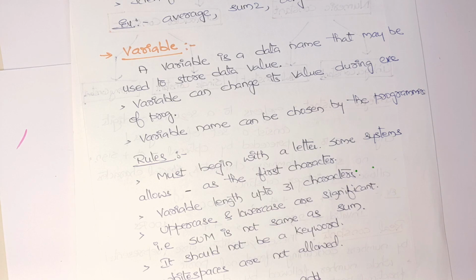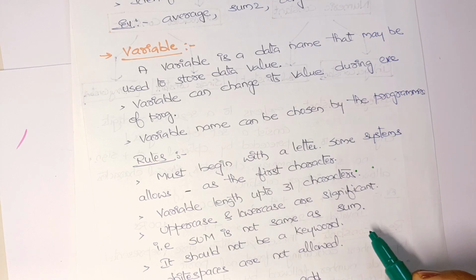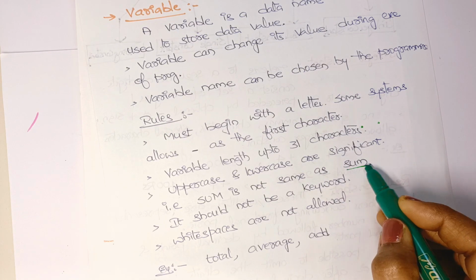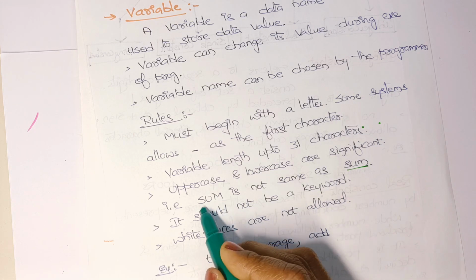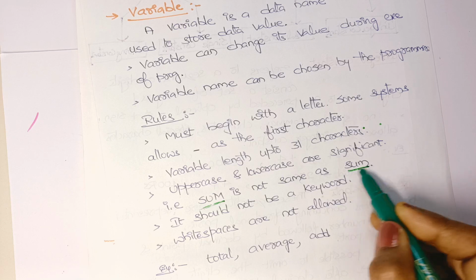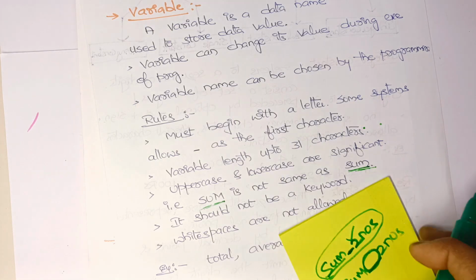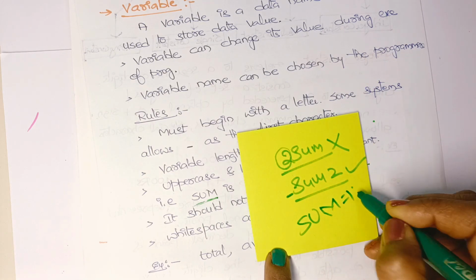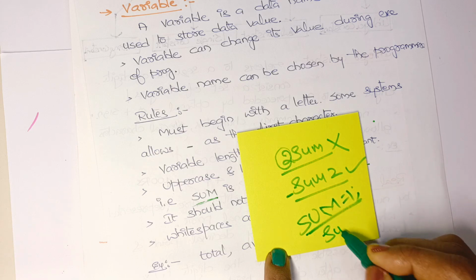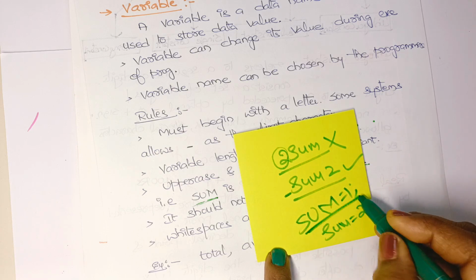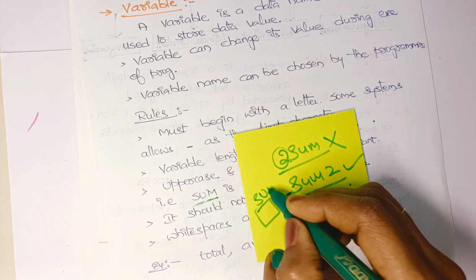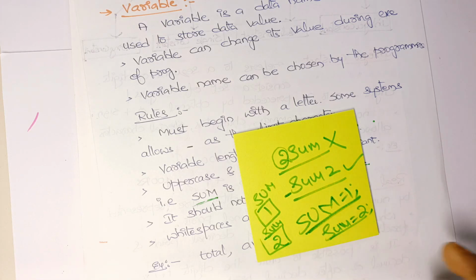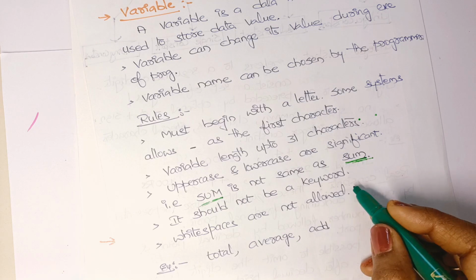Variable length can be up to 31 characters. Uppercase and lowercase are significant. That is, Sum is not the same as sum. You can use uppercase in variable names, but capital Sum is different from lowercase sum. If you write Sum equal to 1 and sum equal to 2, they are different: the capital Sum stores 1 and the lowercase sum stores the value 2.